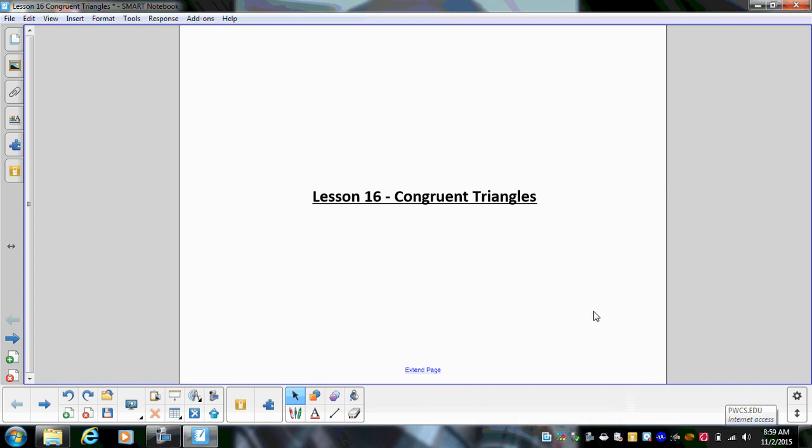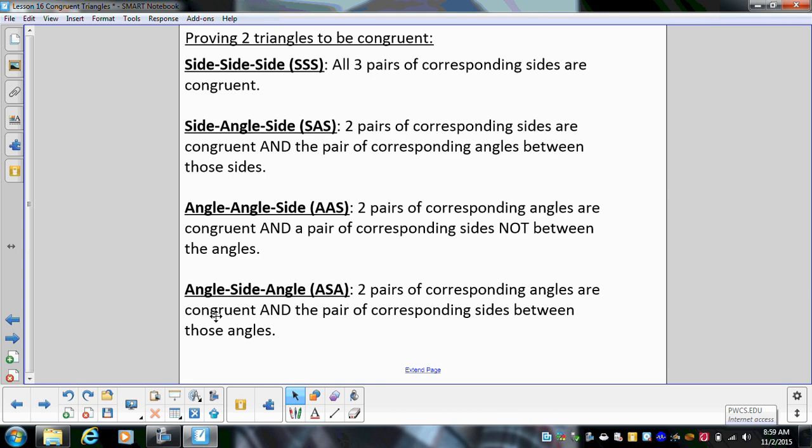In the last lesson, we talked about what it meant to be a pair of congruent polygons, and in this lesson, we're going to focus strictly on congruent triangles, and more importantly, how we can show that two triangles are congruent. So if we don't have all of the information about the two triangles, and all we know is some of the information, we can still show that they're congruent. And there's 4 theorems that we can use, and they're all right here.